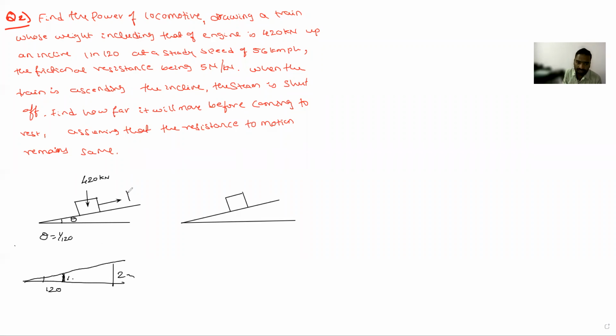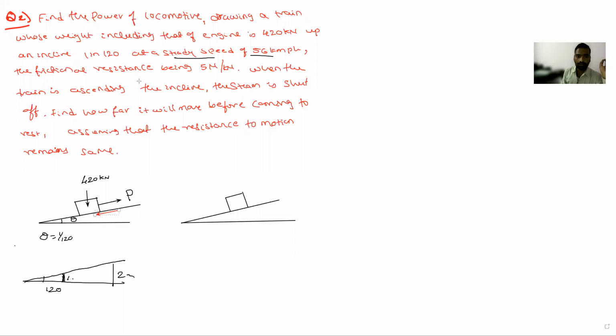So how much power is required to move in the upward journey? At a steady speed of 56 kmph, velocity is given. Frictional resistance is 5 newton per kilonewton. When the vehicle is moving upward, there is a frictional resistance also, acting in the downward direction. For 1 kilonewton there is 5 newton friction. The total weight is 420 kilonewton, so 5 into 420 gives the value of friction. Then you have to find the P value.